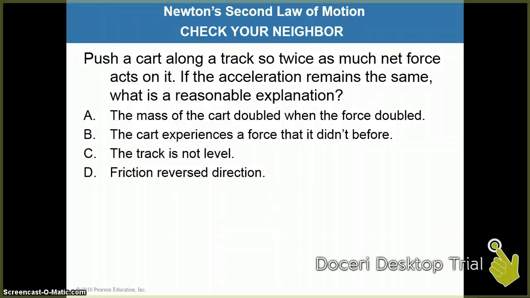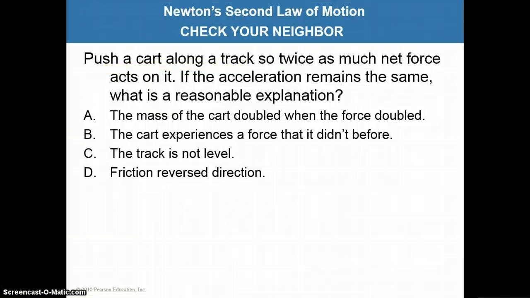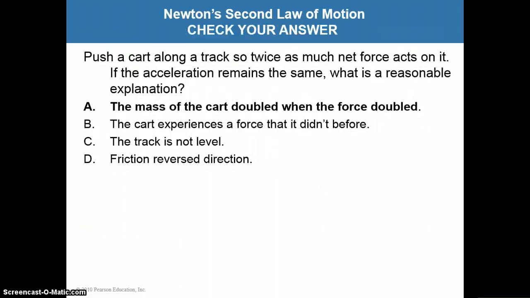Read the problem carefully. Push a cart along a track so twice as much net force acts on it. You would think that if you have twice as much net force acting on the cart, the acceleration should double, but the acceleration remains the same. What's the explanation? Pause the video now as you decide. The answer is that the mass of the cart doubled when the force doubled.